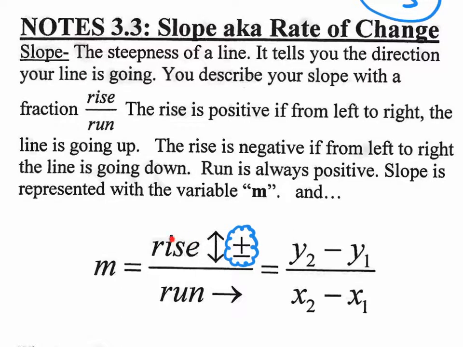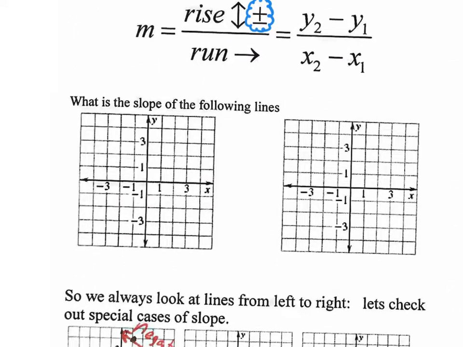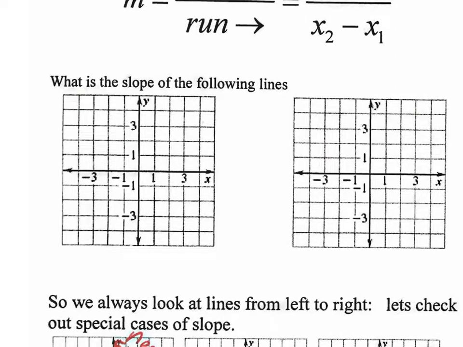So the rise, you're going to find it by taking one altitude and subtracting the other altitude from it. The run, same thing. You're going to take one x value and subtract the other x value from it. And we are naming them y2, y sub 2 minus y sub 1, x sub 2 minus x sub 1. And that is the formula for slope that we're going to have to learn in a little bit. But right now, let's really understand what slope is before we start working out the formula and calculating slope values.